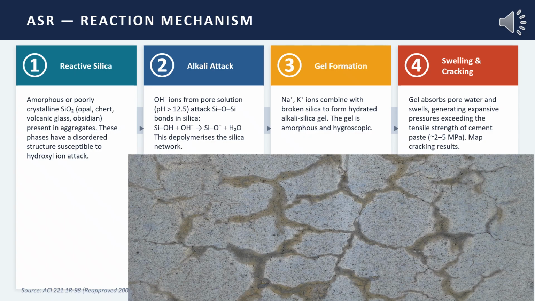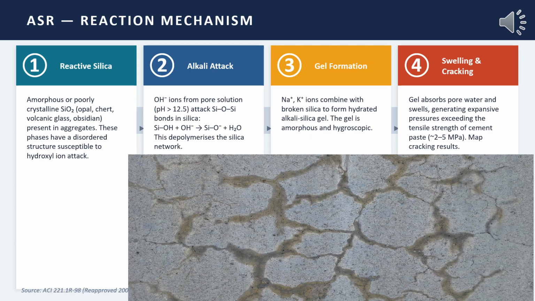Step 1. Certain aggregates contain reactive silica minerals. The most reactive phases are opal, which is amorphous hydrated silica, jet and flint, volcanic glass, and chalcedony. What makes these phases reactive is their disordered atomic structure. These disordered phases are accessible to chemical attack.